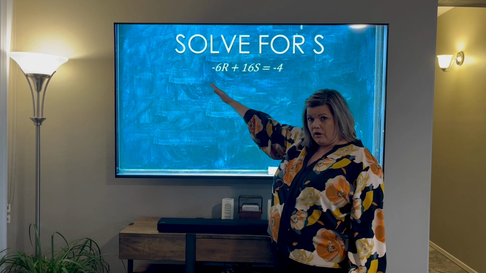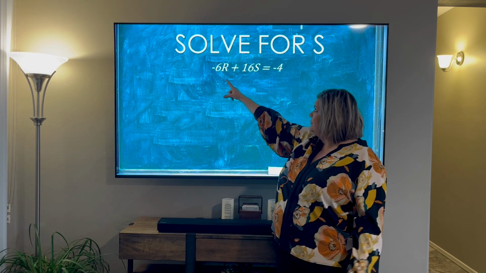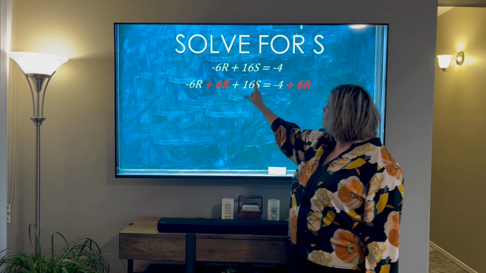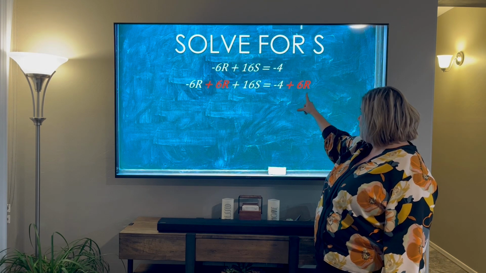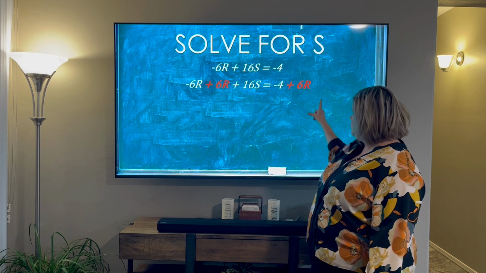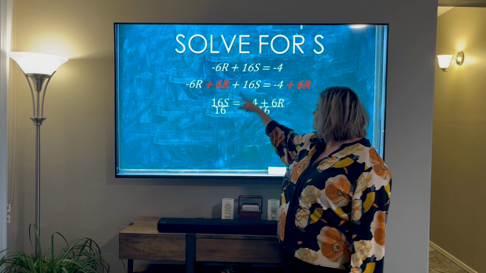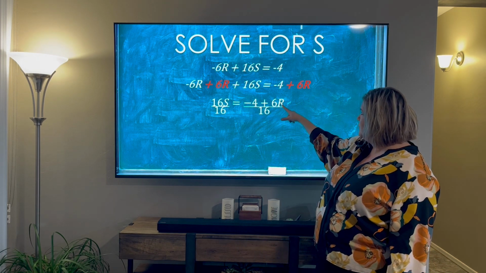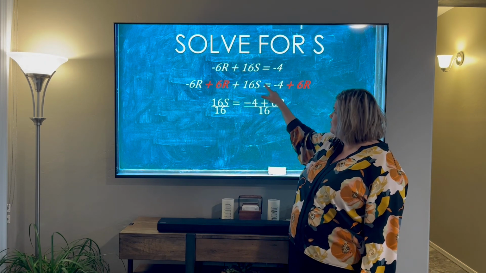To get rid of the r on that side, we need to change the sign. The opposite of negative is positive, so we will do negative 6r plus 16s is equal to negative 4 plus 6r. Again, it's noted in red to show you that what you do to one side, you also do to the other. These again will cancel each other out, and we are left with 16s is equal to negative 4 plus 6r.